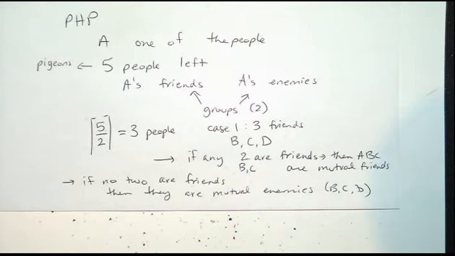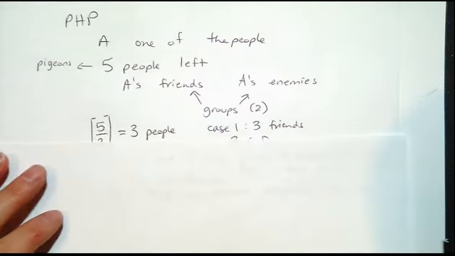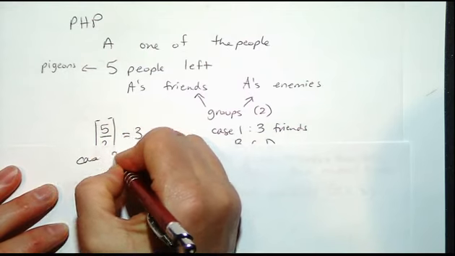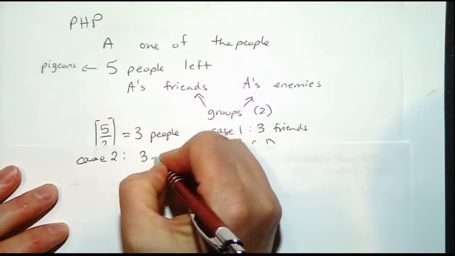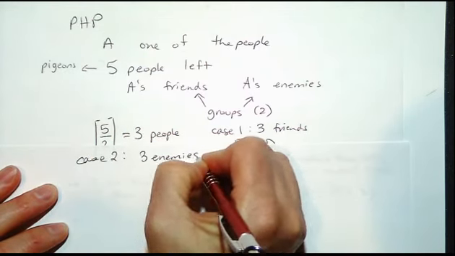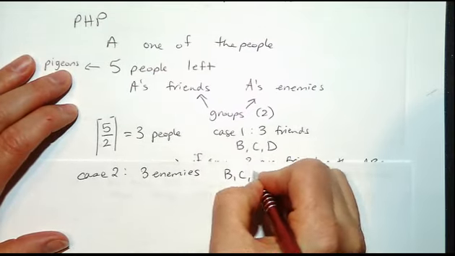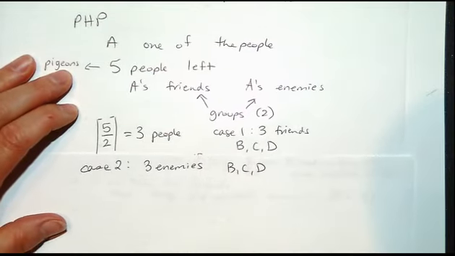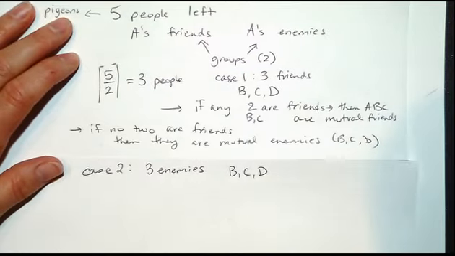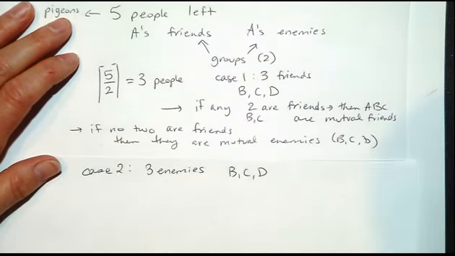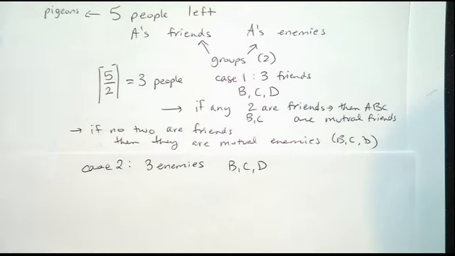Okay, so prove case 2. In case 2, there are 3 enemies in the 5 people left. So we're also going to call them B, C, and D. Okay, so I want you to work that, and then we'll check our answers.